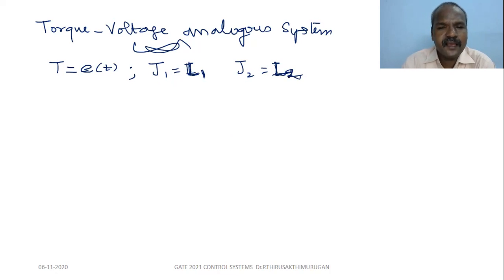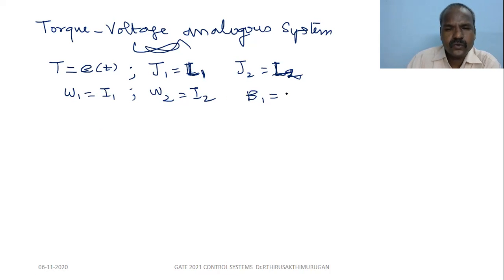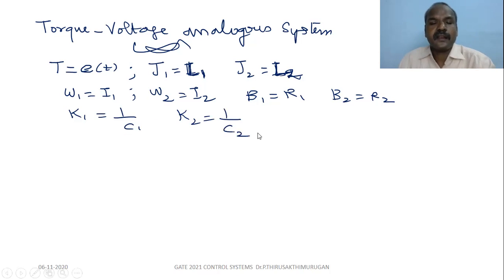So moment of inertia, J1, J2, L1, L2. Omega 1, omega 2: omega 1 equal to I1, omega 2 equal to I2. B1, B2, the friction: B1 equal to R1, B2 equal to R2. K1, K2: K1 equal to 1 by C1, K2 equal to 1 by C2. This is the analogous relation between the torque-voltage and torque-current.